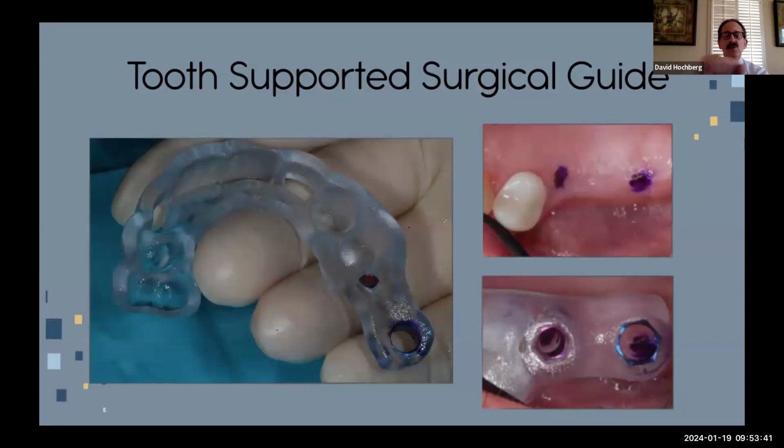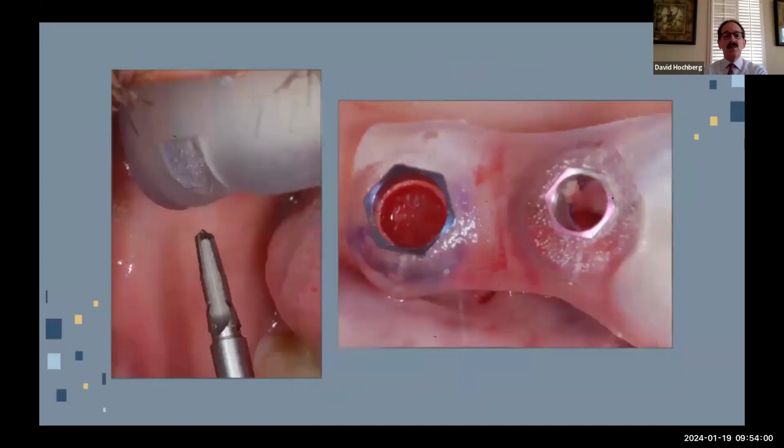People that lose posterior teeth, the maxilla and the posterior area will resorb. It resorbs up and it resorbs palatally. And you can see we've lost some palatal bone, but not enough that I had to do some onlay grafting, and we were able to take it to place. Here's the guide in place. It's going to be a flapless protocol.